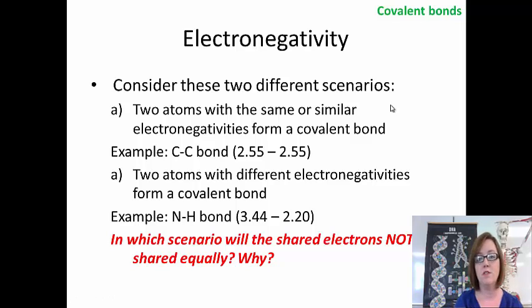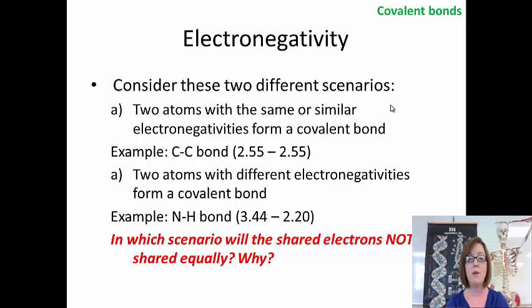All right, what I'd like you to do right now is to consider these 2 different scenarios. Let's say we have 2 atoms with the same or similar electronegativities, and they're forming a covalent bond. So let's say we have two carbons that have come together, right? Carbon has an electronegativity of 2.55. The other carbon also has an electronegativity of 2.55. So what that means is that they both can pull on electrons the same, right? Think of this as like a tug-of-war match where the two opponents are exactly the same. They both have the exact strength to pull on the rope.